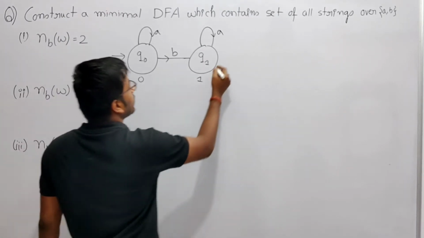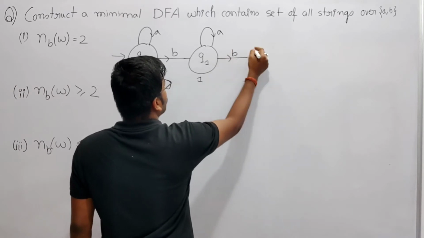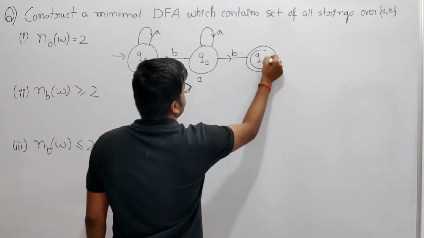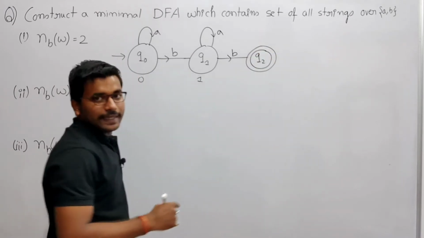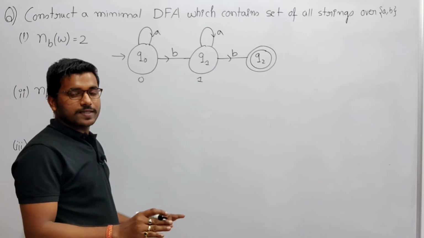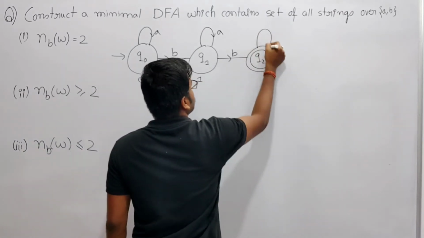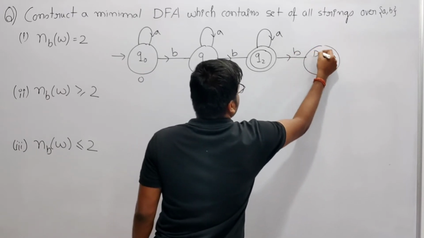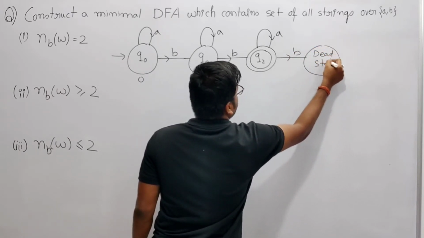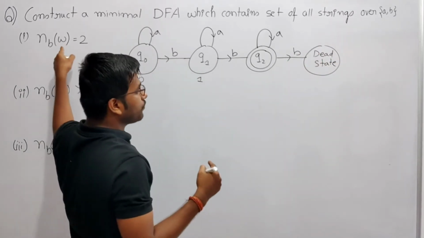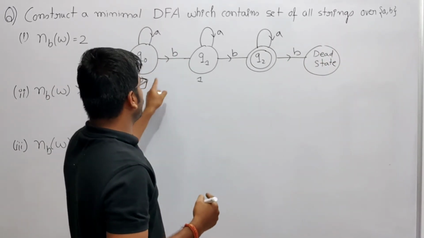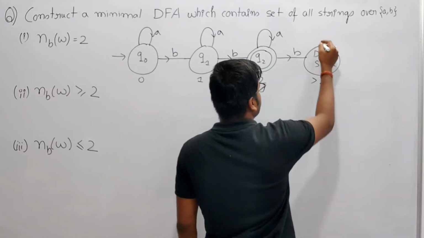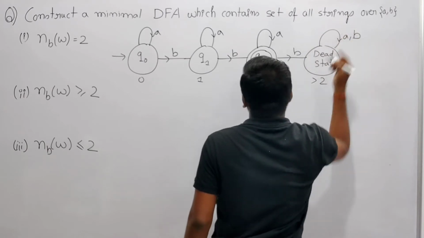Okay. Now by getting again B, number of B is going to 2. I need to accept it. But if I get A, number of B is going to remain the same, so I will keep a loop of A. If I again get B, reject. Dead state. Why? Because now number of B is greater than 2. Okay, this is 0, 1, 2. Now it's greater than 2. So it will go into the dead state and it will keep a loop of A.